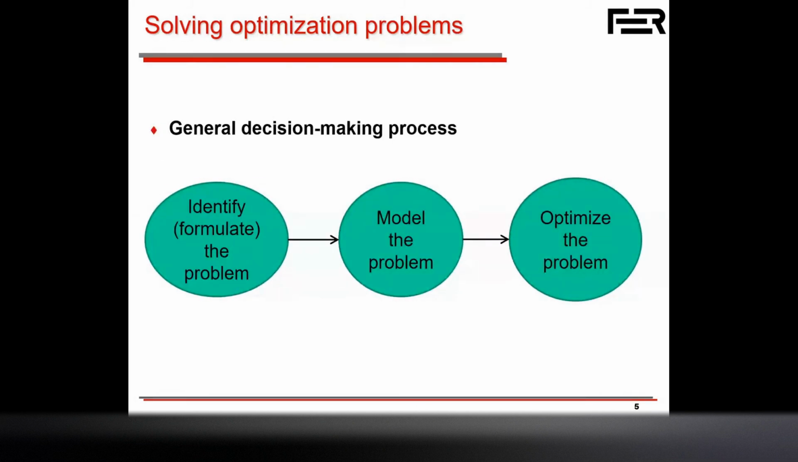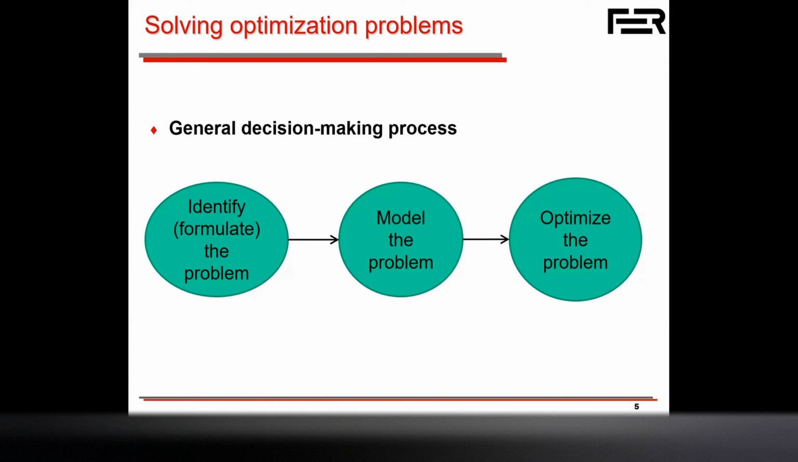when we look at the basic steps in solving optimization problems, this general high-level decision-making process always consists of these three steps. So first of all, the key thing is to identify and formulate the problem. This initial step basically consists in defining what the objective is, what it is that we're trying to do. Are we trying to maximize something, minimize something? What are the decision variables? What are the constraints, and so on?